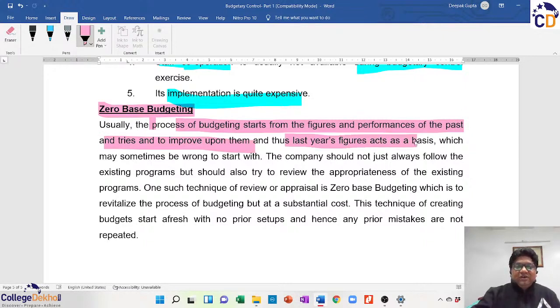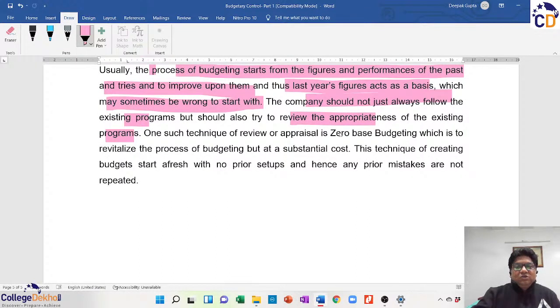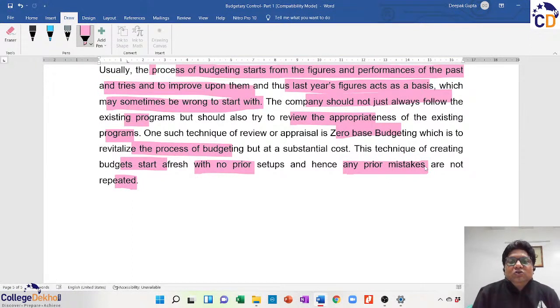So last year's figures act as a basis, which may sometimes be wrong to start with. So the company should not just always follow the existing programs, but they should also review whether these existing programs are appropriate or not. Therefore, we use the zero-based budgeting, which is to revitalize the process of the budgeting, and that is the budget starts afresh with no prior setups, and hence no prior mistakes are repeated. So, as they say, don't judge a person by his past mistake. Similarly, don't create your future just based on your past performance.